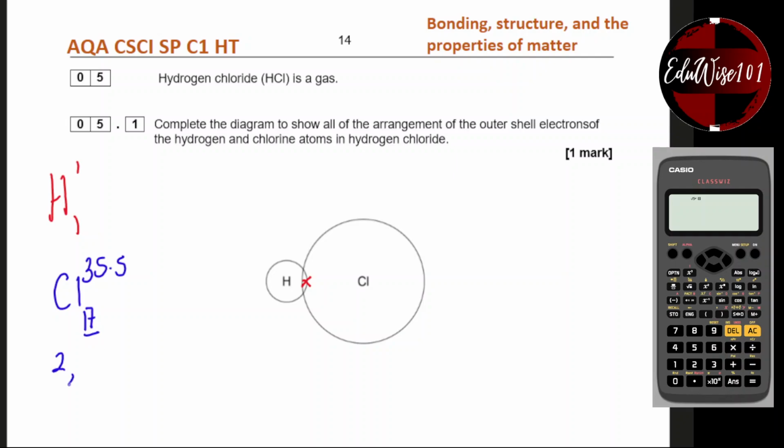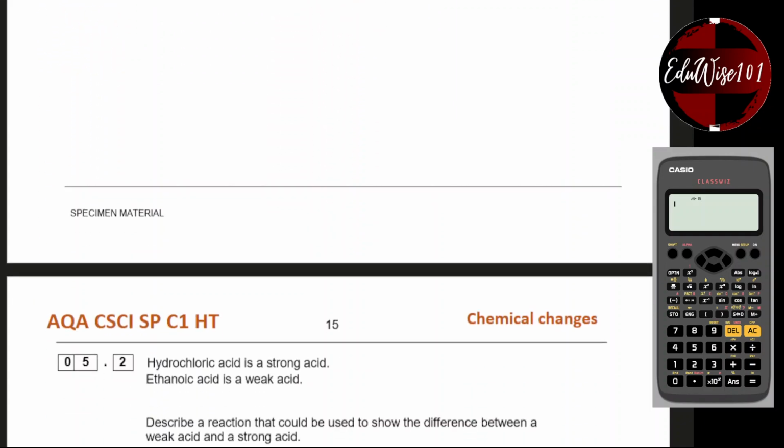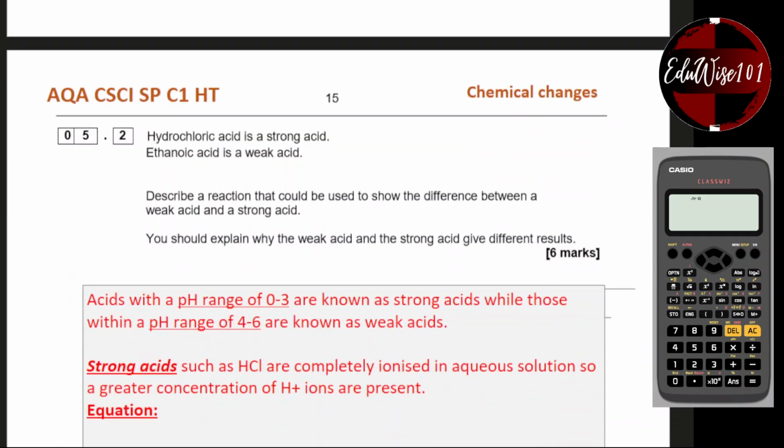So it has 2, 8 and 7 electrons. So we just need to know the number of electrons in the outer shell. So it shares 1 electron with hydrogen and the other 6 electrons are not shared. So we will draw it like this. Next question, 5.2.